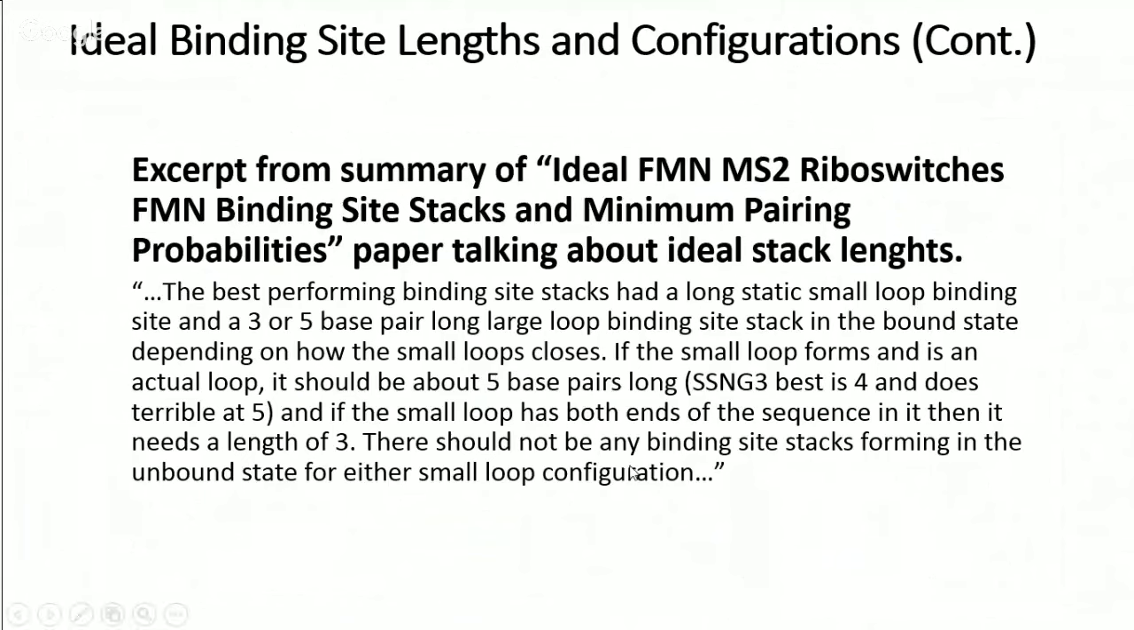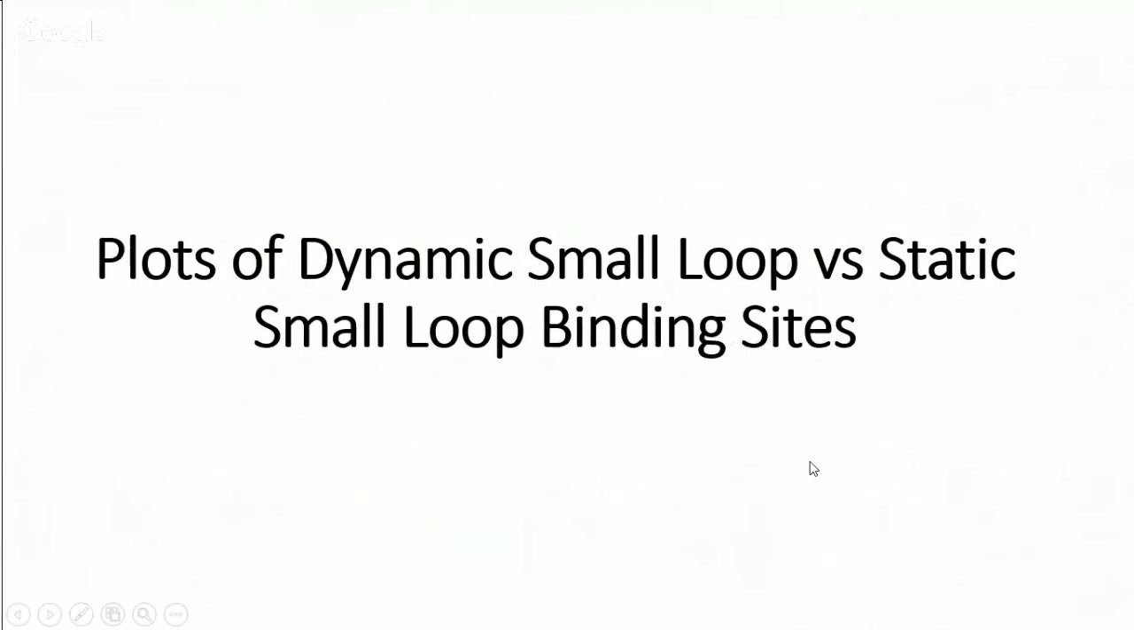One thing to note is that the ideal lengths vary by sublab, and as you can see, the same state NG3 does best at 4, does terrible at 5, whereas I said though that the ideal one should be 5, and so really it's between each sublab, but there is some generalization, I think, but it's really not at that point yet. So here's some plots of dynamic small loop versus static small loop binding sites.